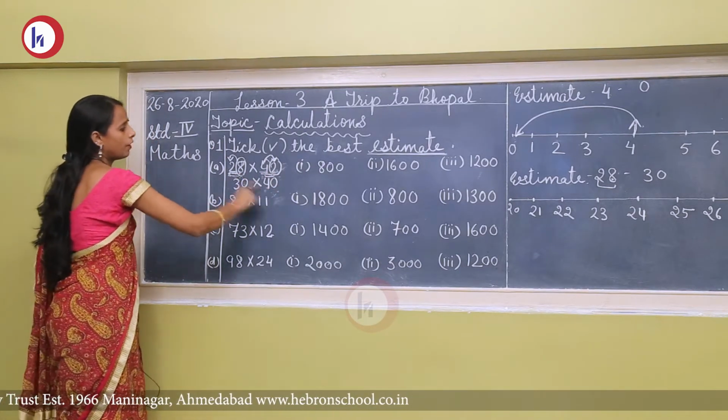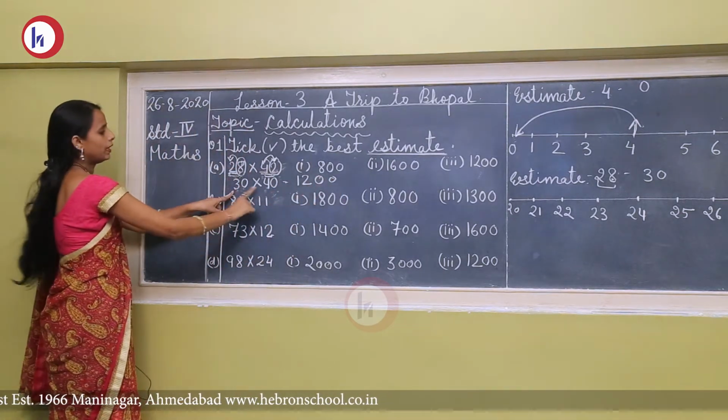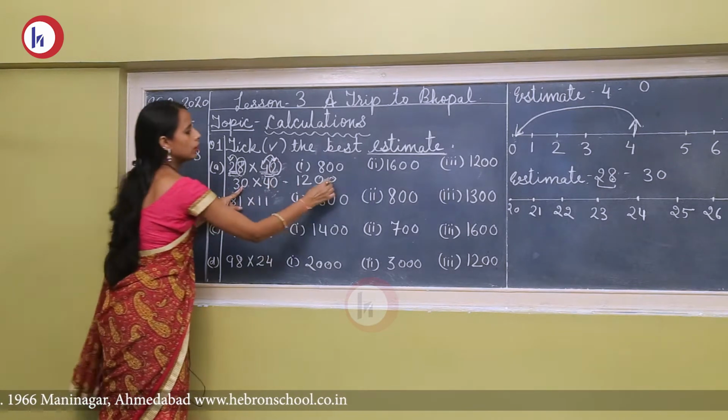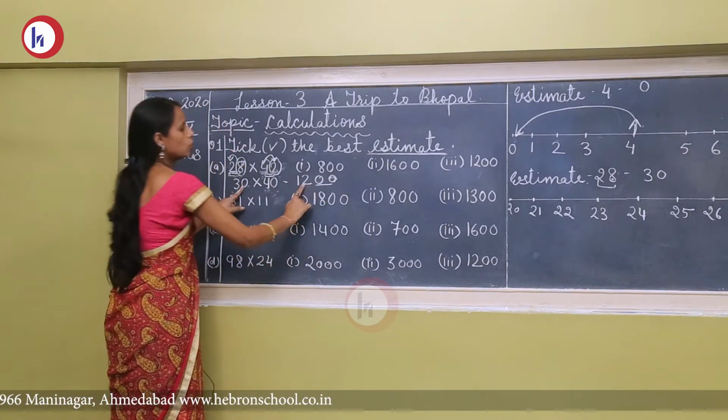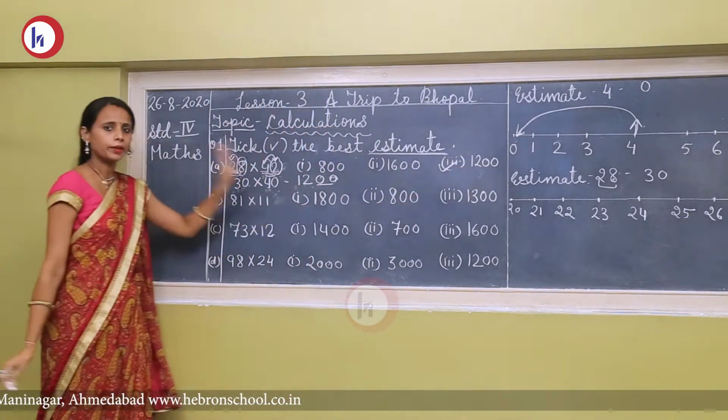So 30 multiplied by 40 is equal to 1200. See, 3 multiplied by 4 is equal to 12, and 1 zero plus 1 zero, 2 zeros will be here. So the answer is 1200. Here this is an option.